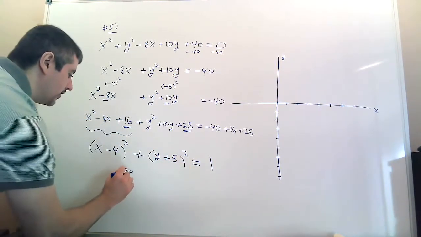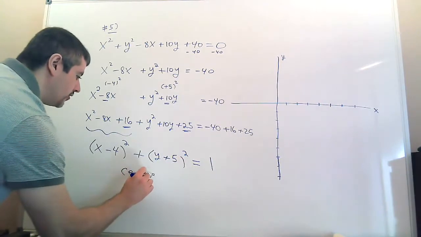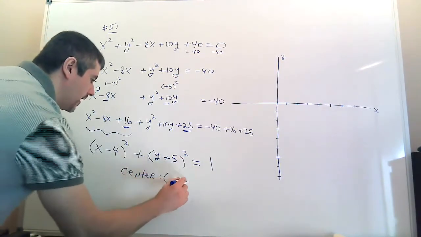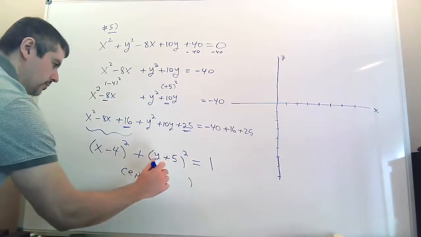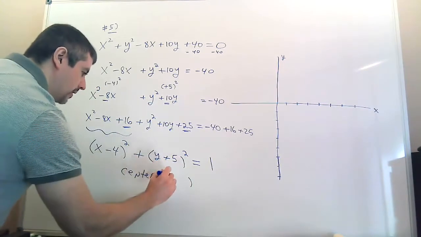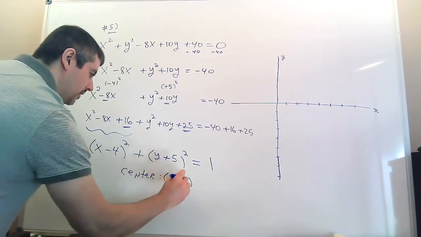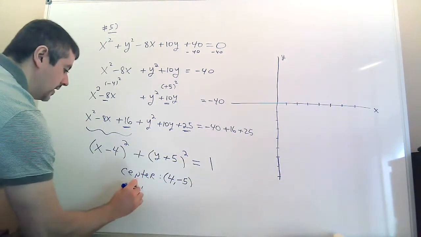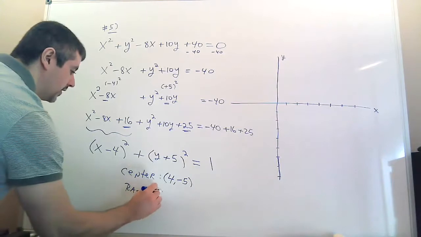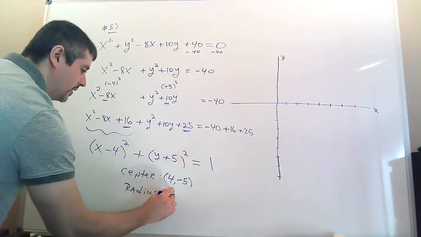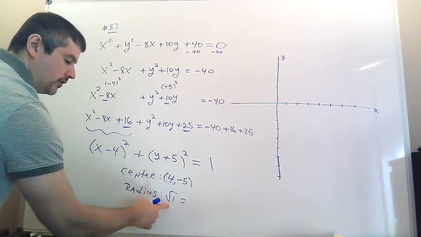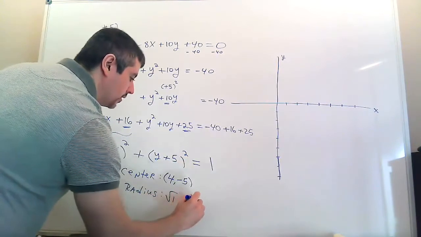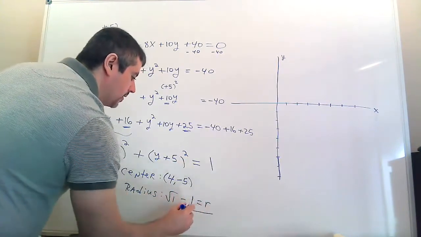So now remember how to find the center. Center is easy. It's the numbers that are in there, but you got to switch them. So switch that to +4. Switch that to -5. And then the radius. Now here's where people freak out. I gave you a nice one. Like, I don't know the square root of 1. What times itself is 1? So the radius r is 1.